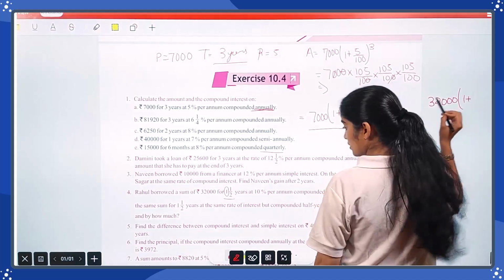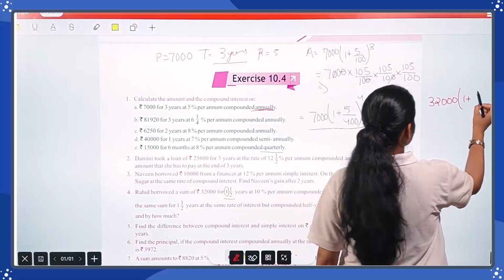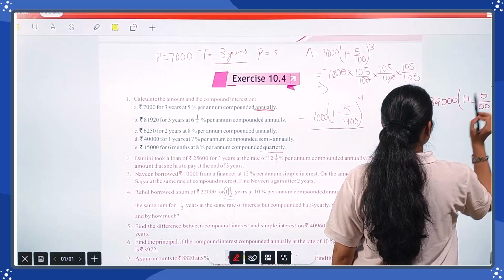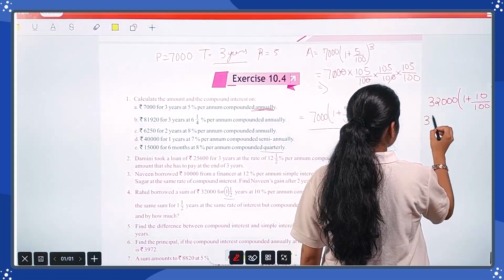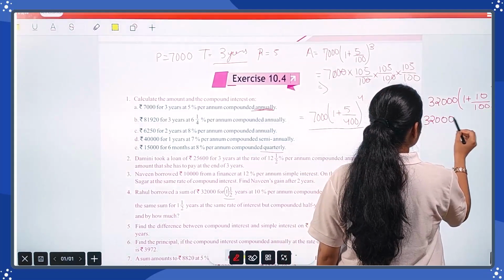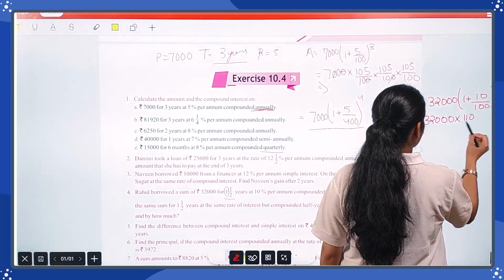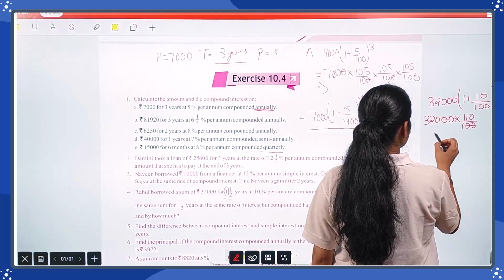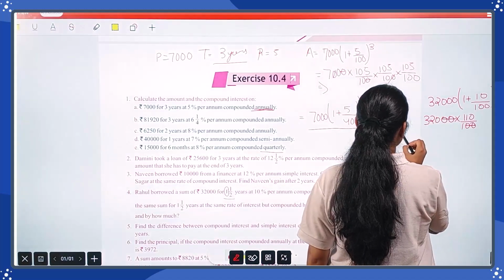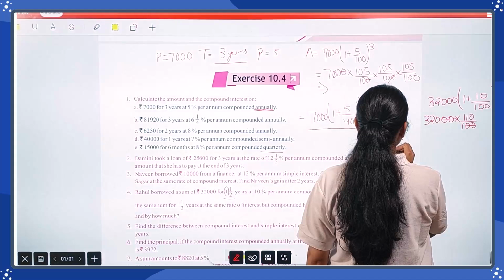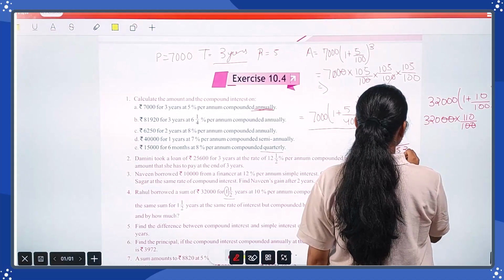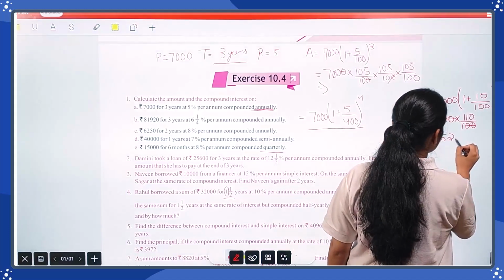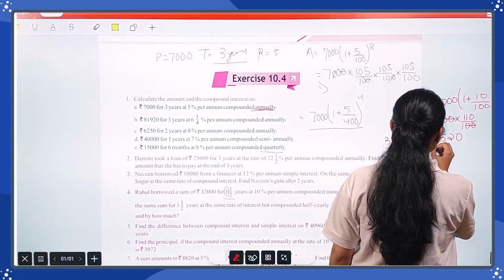1 plus 10 upon 100, and 1. So 32,000 multiplied by 110 upon 100. 2 zeros are cancelled out with 2 zeros, and 32 times 110 gives 3,520. So 3,520 is your compound interest.